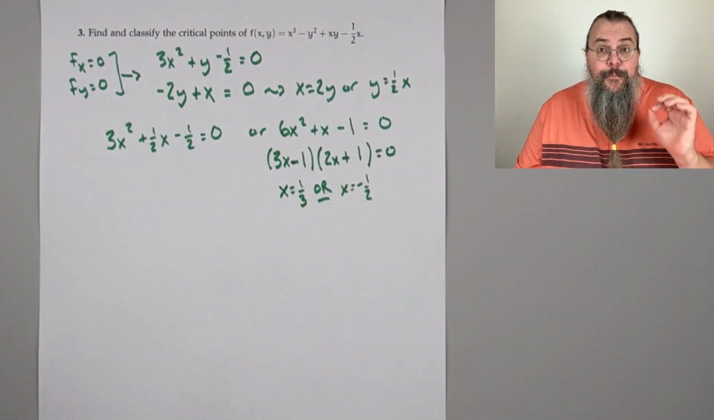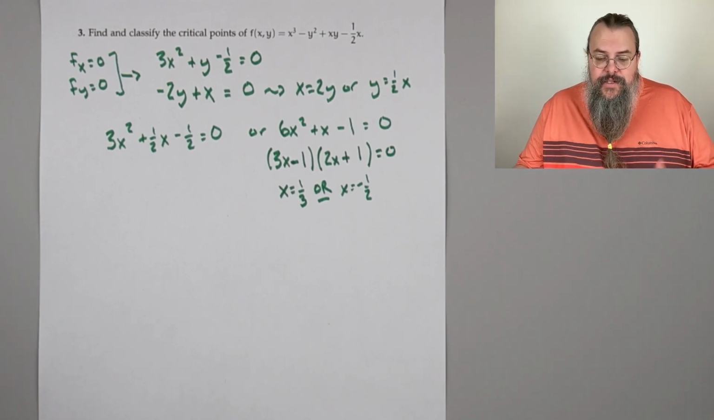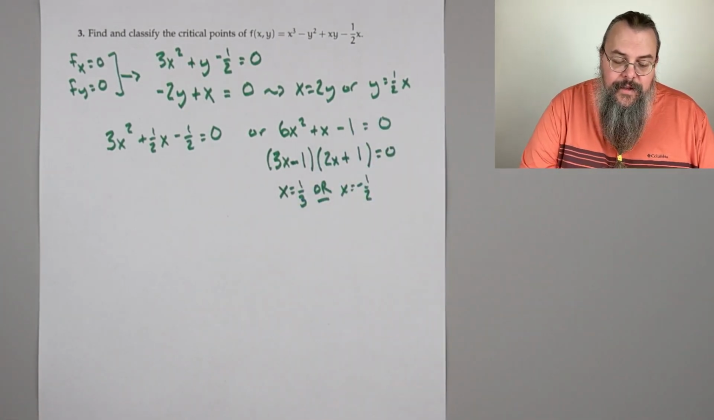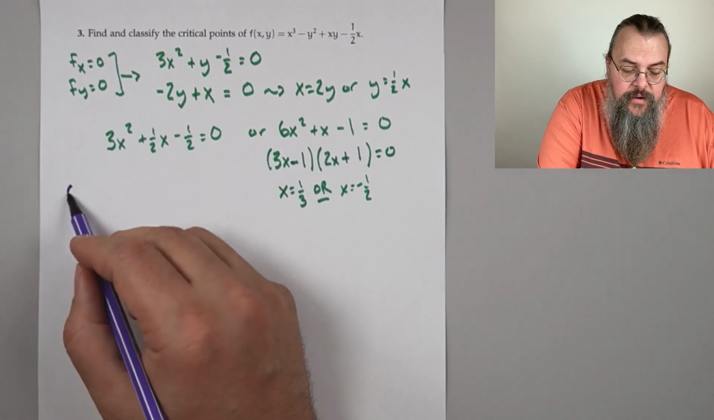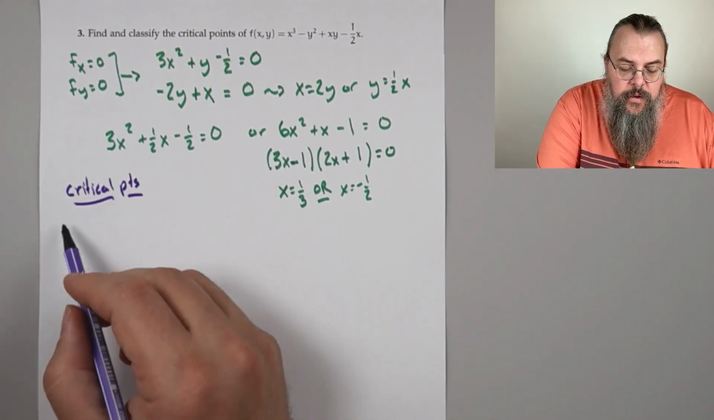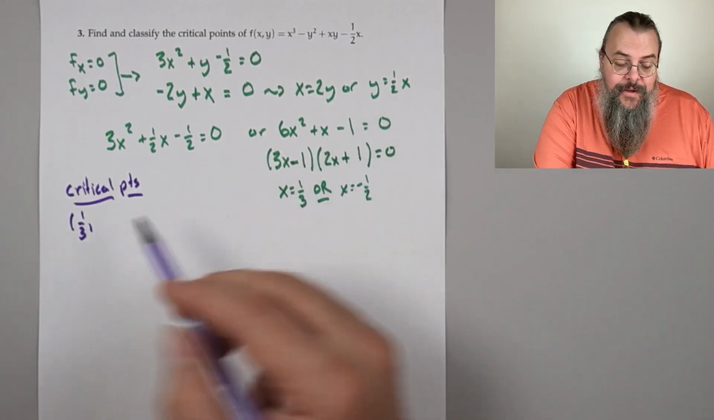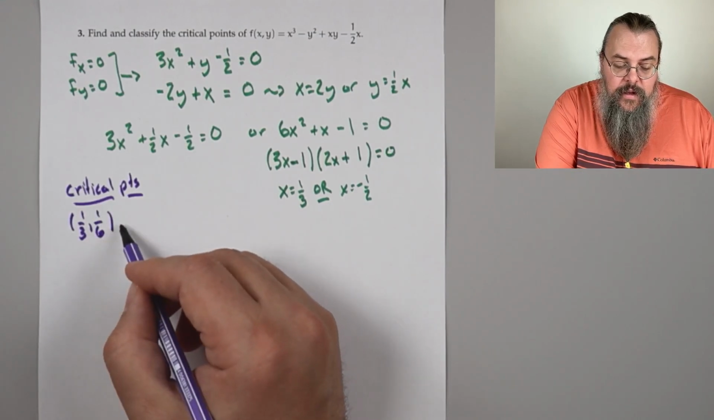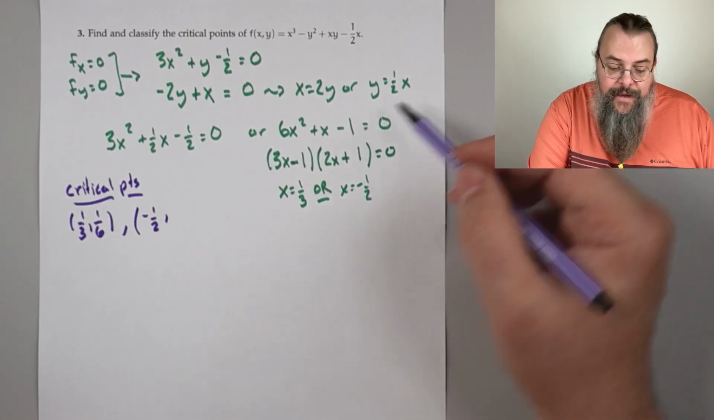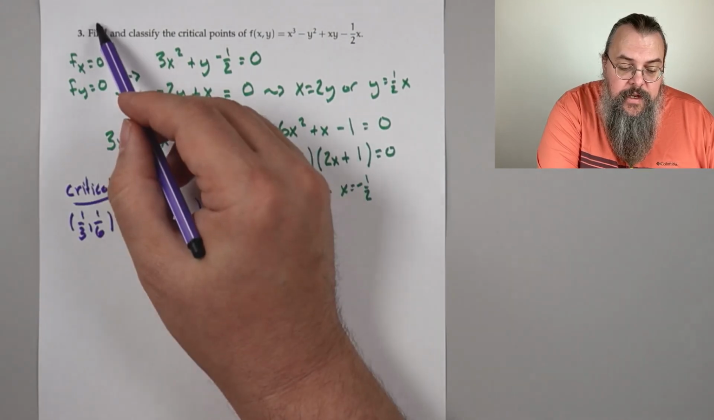Now, those are not points, but they're kind of close. How do we get to points? Well, we remember y is a half x. So we say, okay, our critical points, we'll have two of them. We'll have 1/3, comma, a half times a third, 1/6. And then we'll have minus a half, comma, minus a half times a half, minus 1/4. All right, so we've done the find.